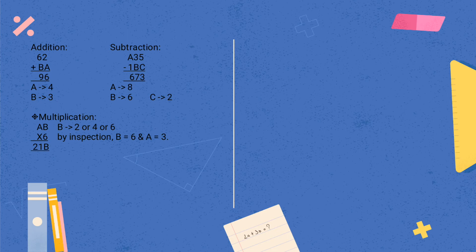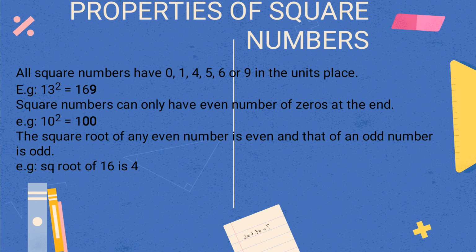Moving on to next, we will see that there are some properties of square numbers. And what are square numbers? Suppose we multiply a given number, say 3, by itself, we'll get 9. This 9 is known as a square number. When a number is multiplied by itself, the result that we get is known as a square number.